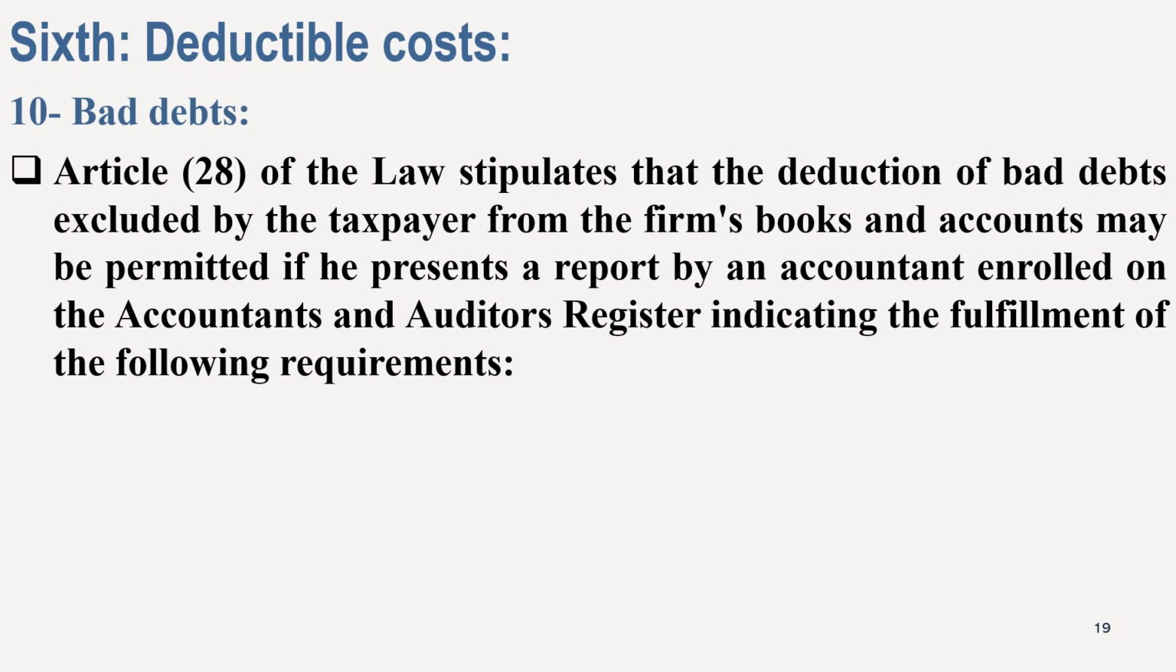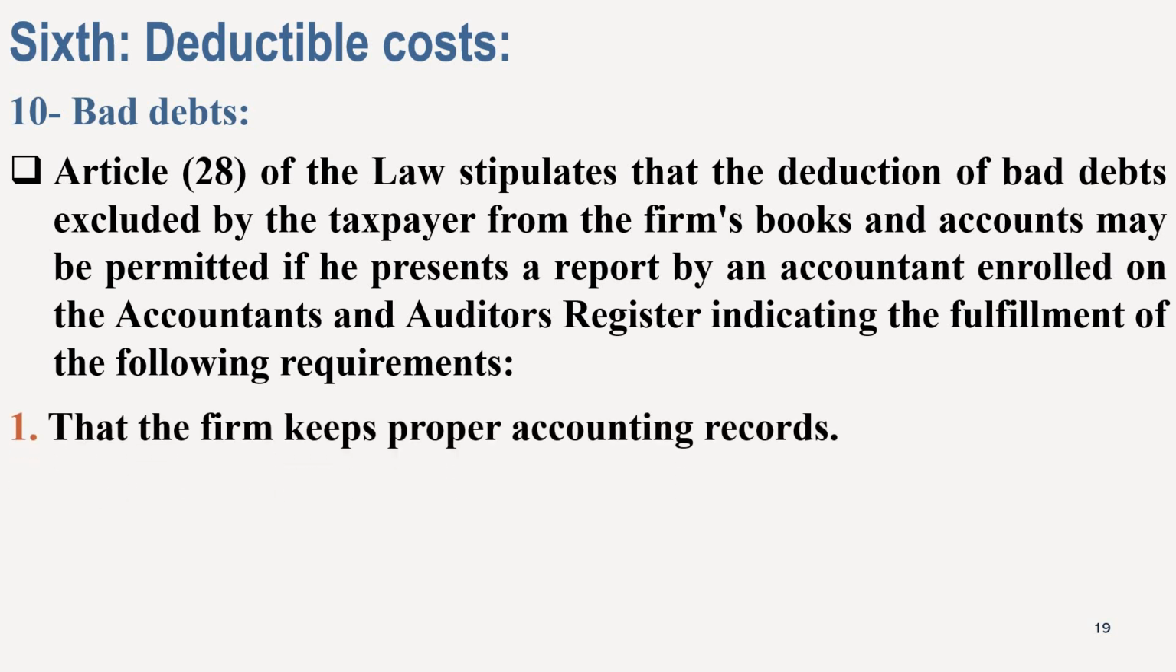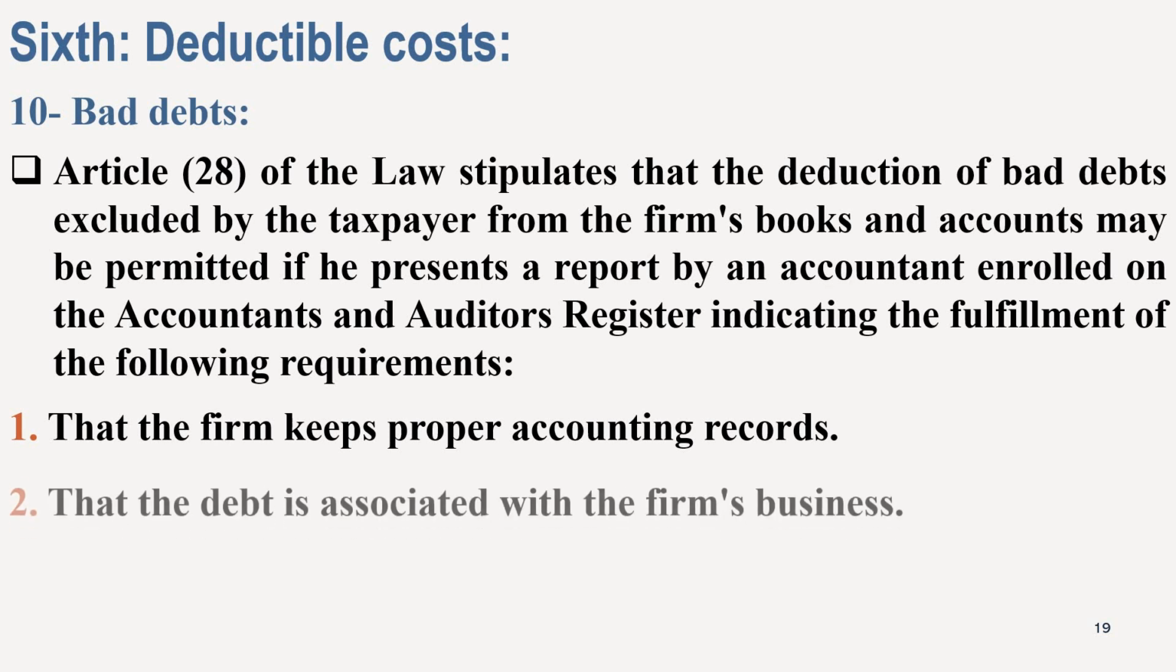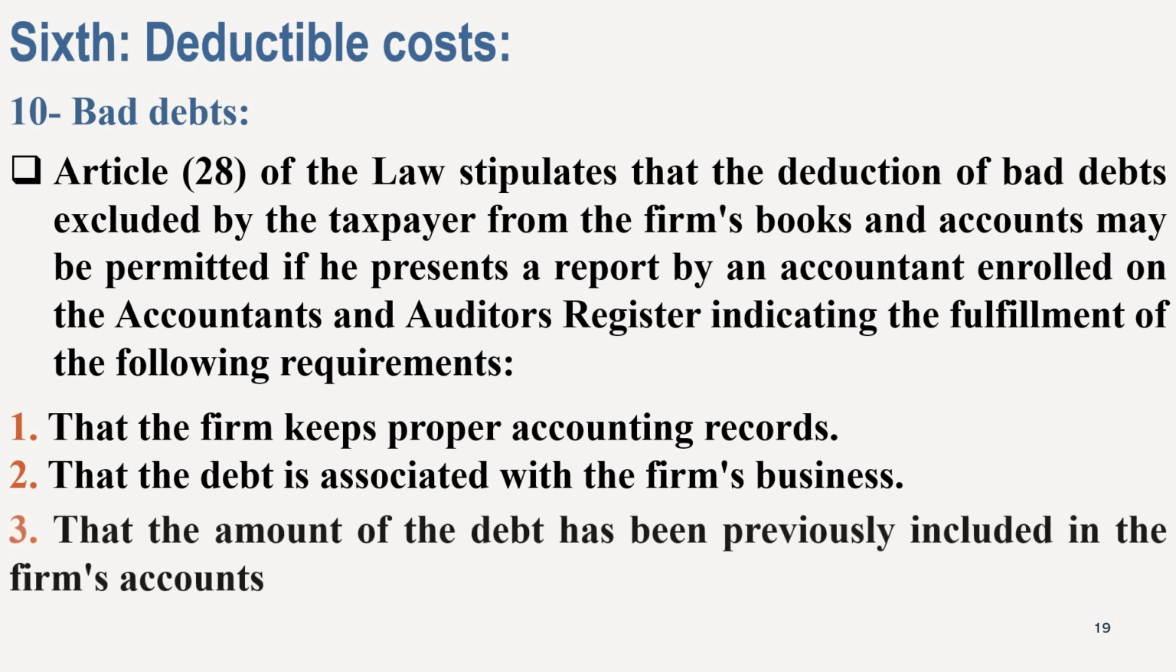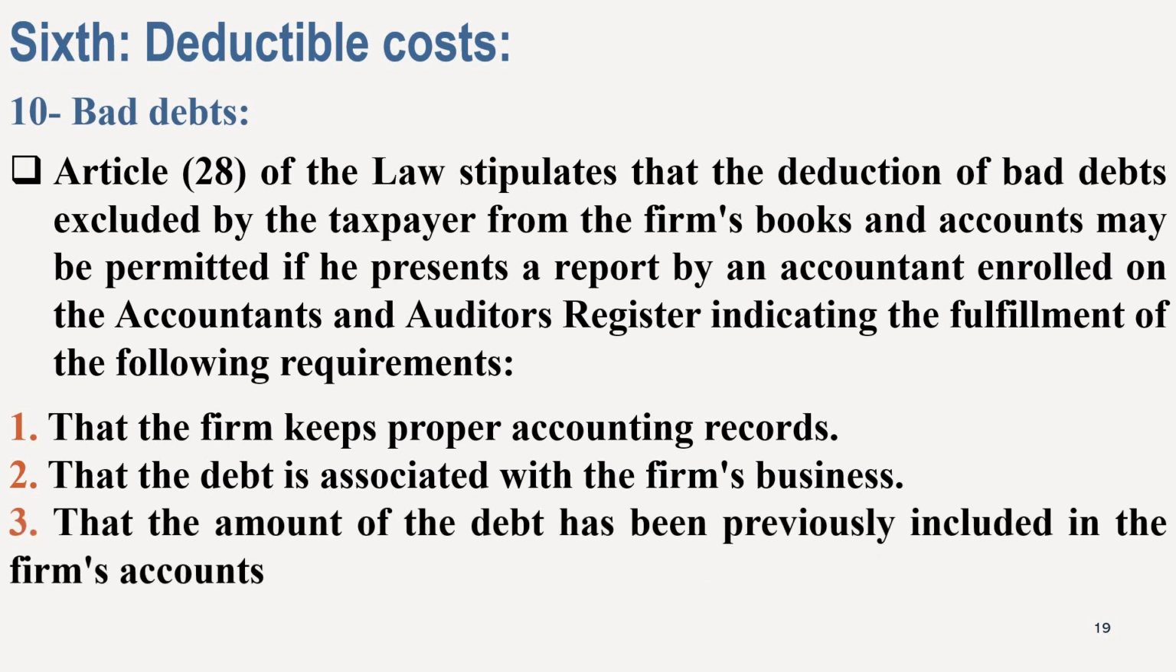Article 28 of the law stipulates that the deduction of bad debts excluded by the taxpayer from the firm's books and accounts may be permitted if he presents a report by an accountant enrolled on the accounts and auditors registers indicating the fulfillment of the following requirements. Firm keeps proper accounting records. Debt is associated with the firm's business. Amount of the debt has been previously included in the firm's account.